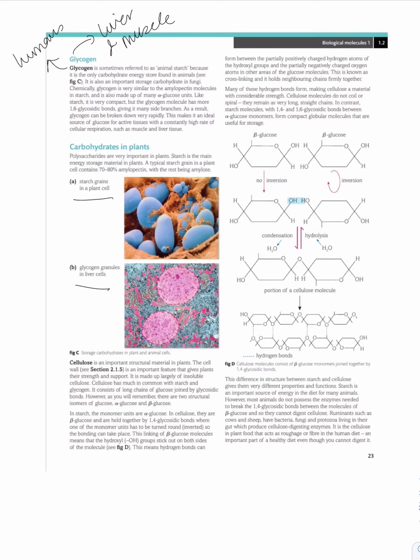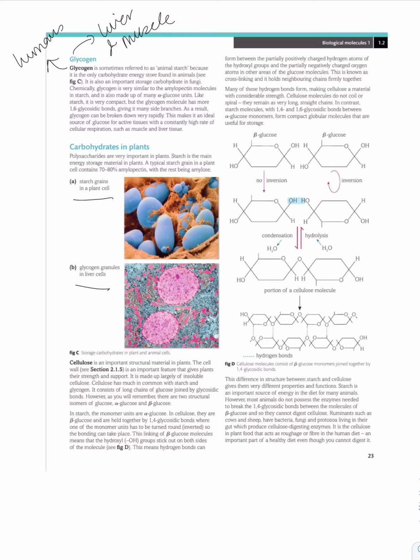Cellulose is an important structural material in plants, the cell wall. So you might have come across cellulose during GCSE, but maybe not as a structure, but you've heard of it. The cell wall is an important feature that gives plants their strength and support. It is made up largely of insoluble cellulose. Cellulose has much in common with starch and glycogen. It consists of long chains of glucose joined by glycosidic bonds.